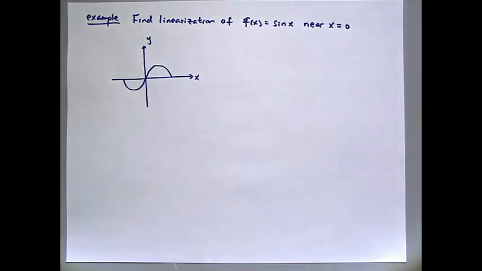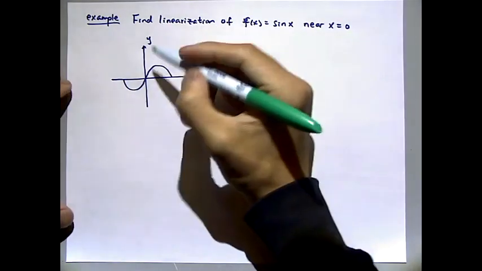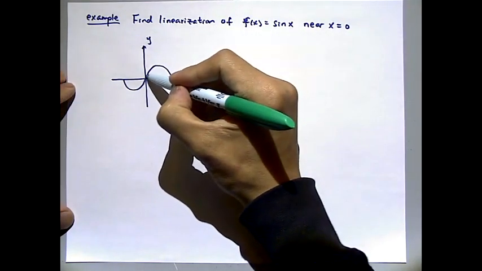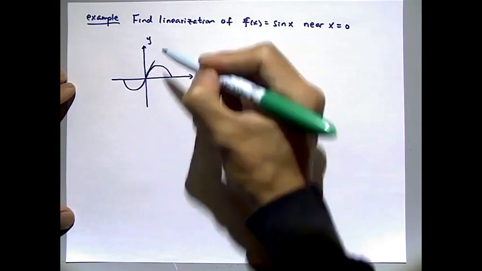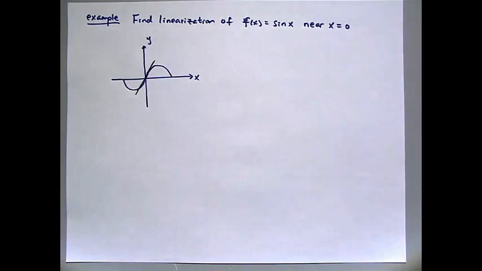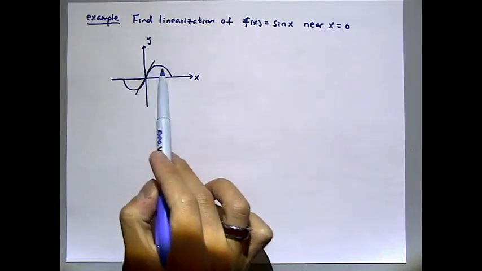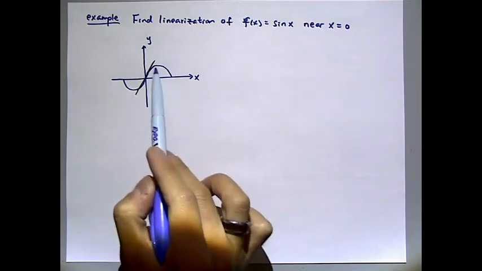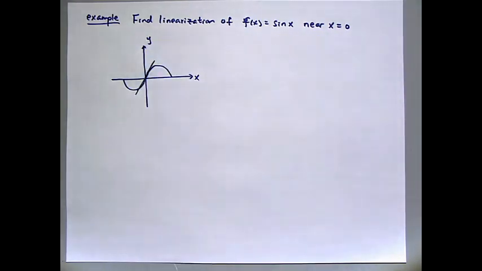So that's our sine. And the tangent line near 0 is this green line right here. And as you can see, near 0, that green line and the sine curve are not too far apart. But once we move to pi over 2, for example, the difference is going to be big. But if we stay near 0, we should be pretty good.